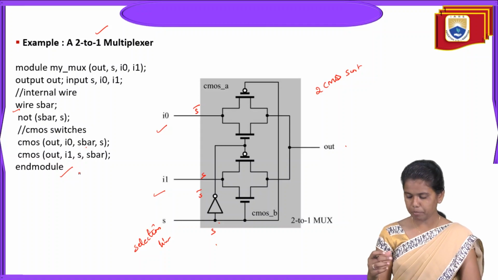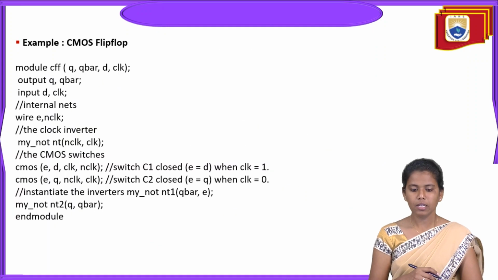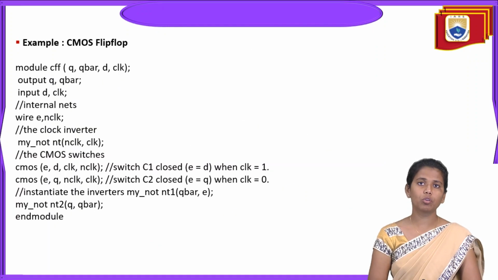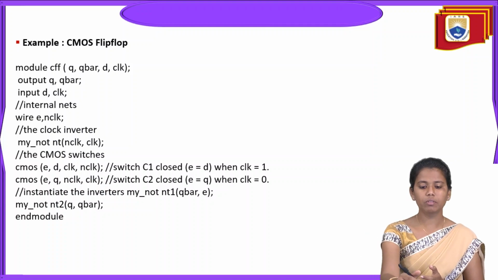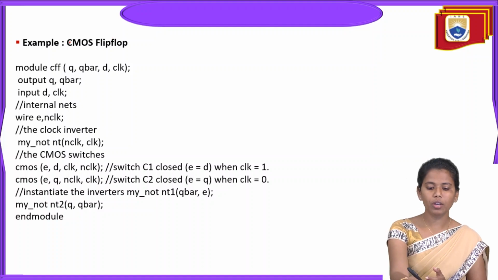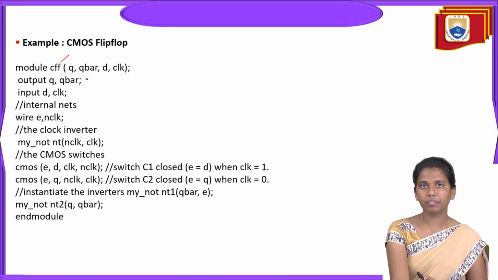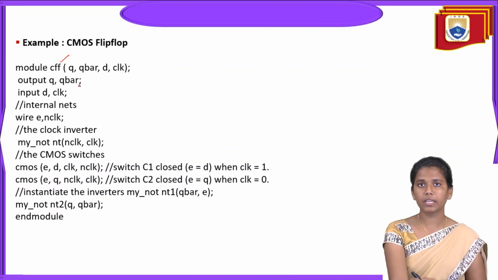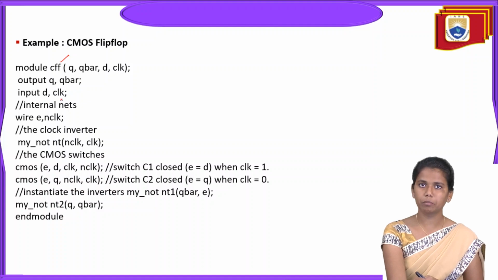So this is a small example based on the 2x1 multiplexer. Now we will see one more example, that is a CMOS flip-flop. We know that a flip-flop is a 1 bit storage device. All registers are nothing but a group of flip-flops. So now we will see the CMOS flip-flop. The module, the name of a circuit, that we have considered is a flip-flop, and the flip-flop consists of Q bar, D and clock. Then the output and input representation: specifically output Q bar, input D and clock.